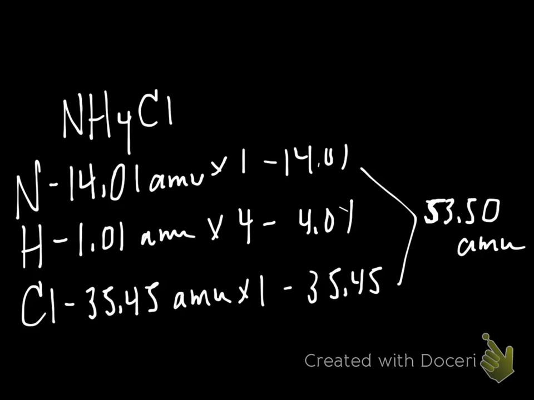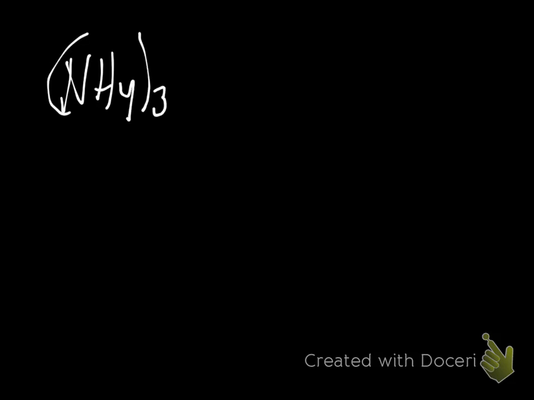What about when they get a little bit hairier? What about when we have parentheses? Excellent. That's exactly where we're going next. So let's pick something really ugly because we like it. Let's do ammonium phosphate. NH4 3 times PO4.